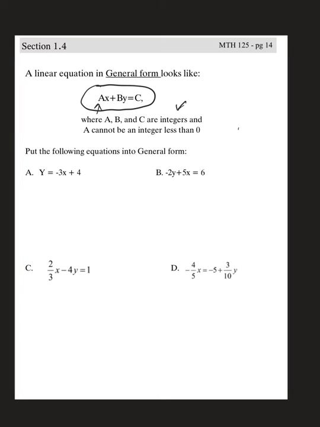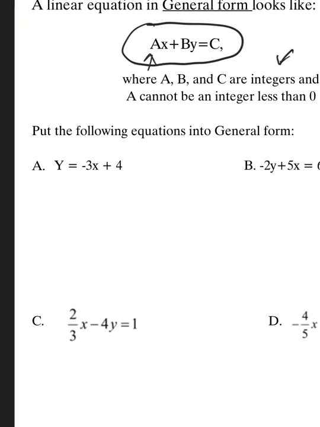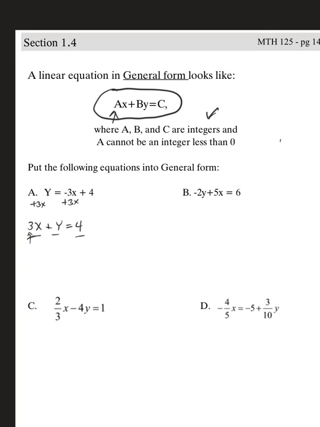So what I'm going to do is go over some examples real quick to change some of these from slope-intercept form to general form. For a, y equals negative 3x plus 4. I'm just going to add 3x to both sides. So now I can write this as 3x plus y equals 4. And this is in general form. I have my x term. The coefficient is positive. I have the y term equal to the constant. General form. It's really not that bad.